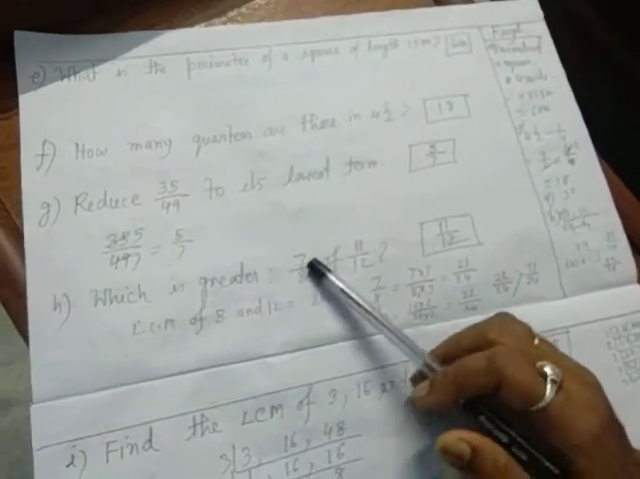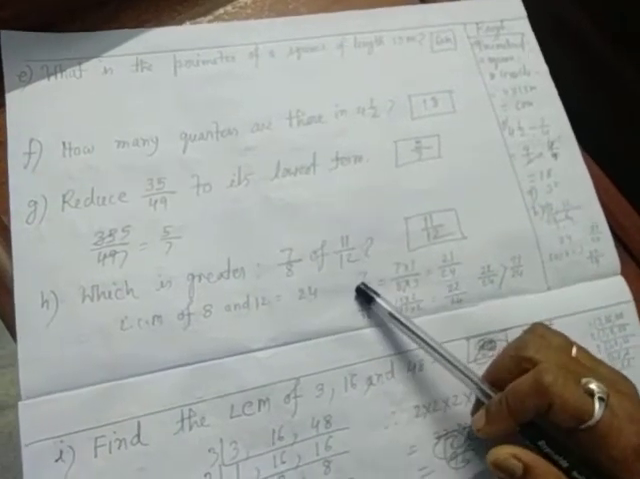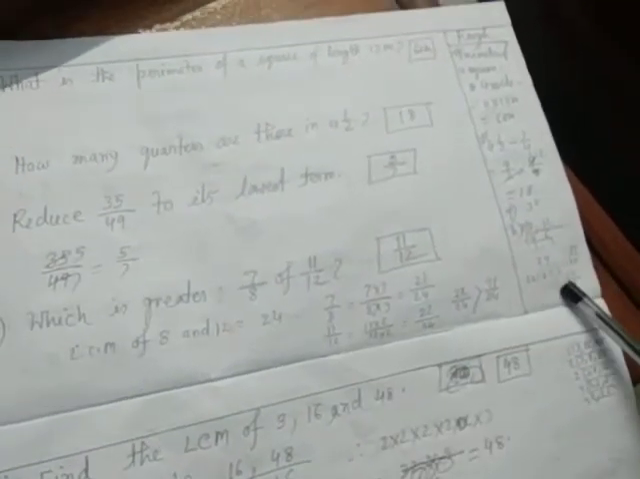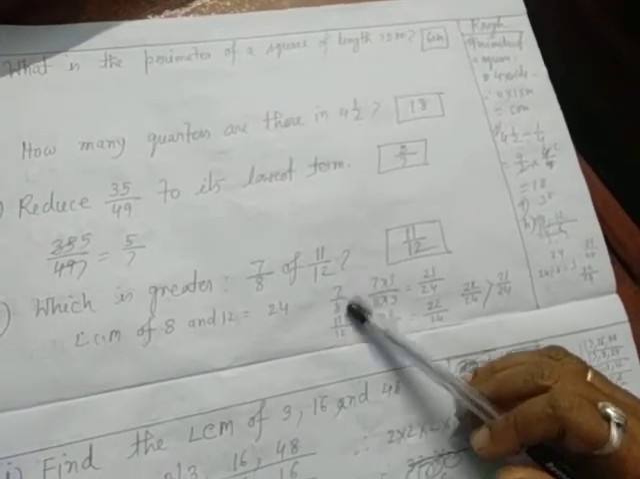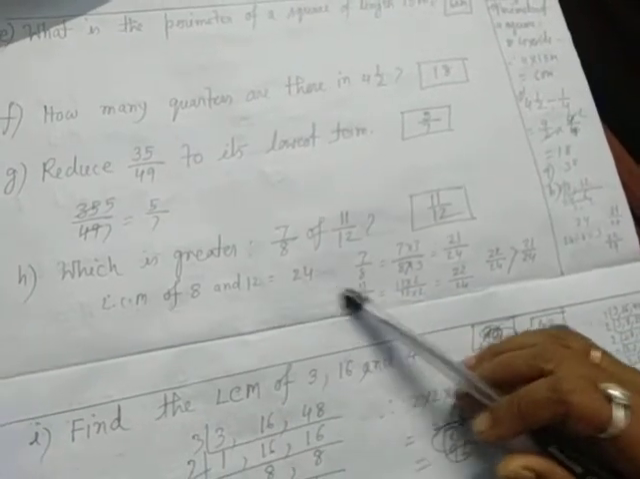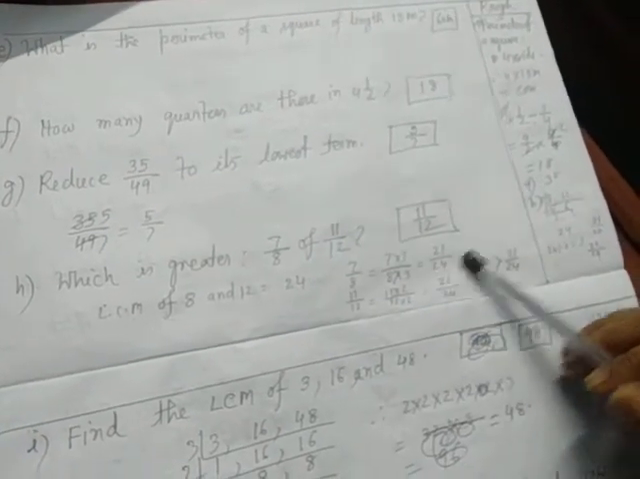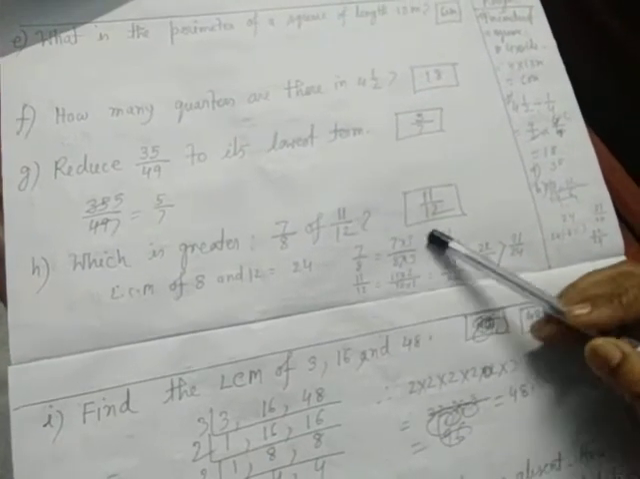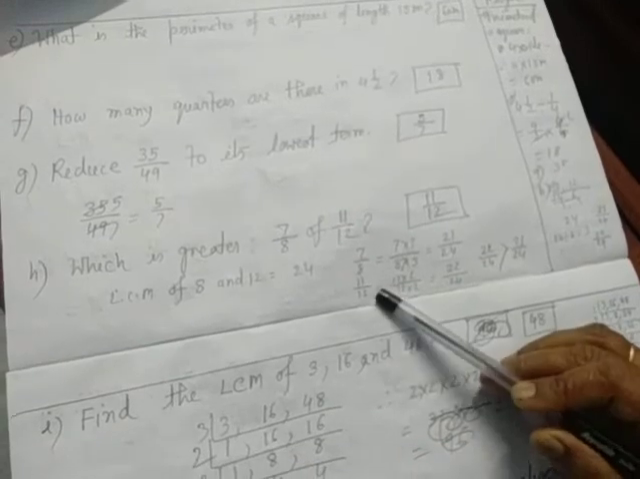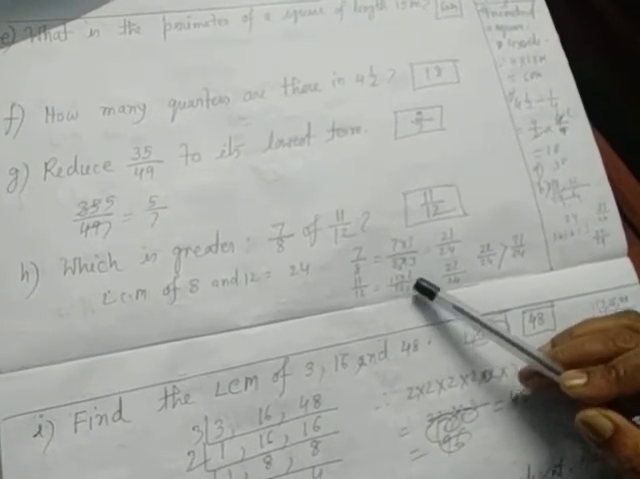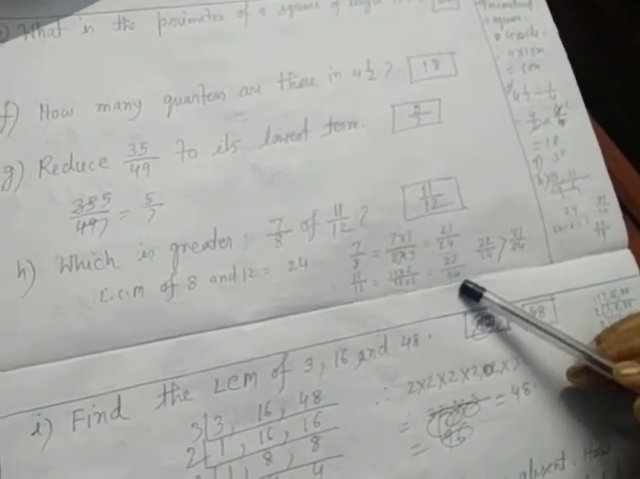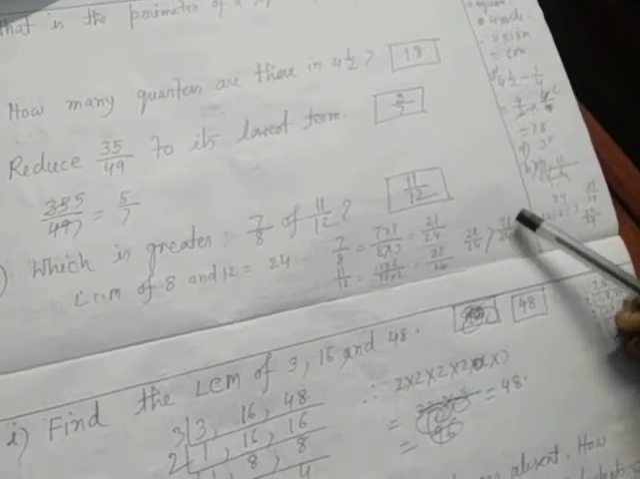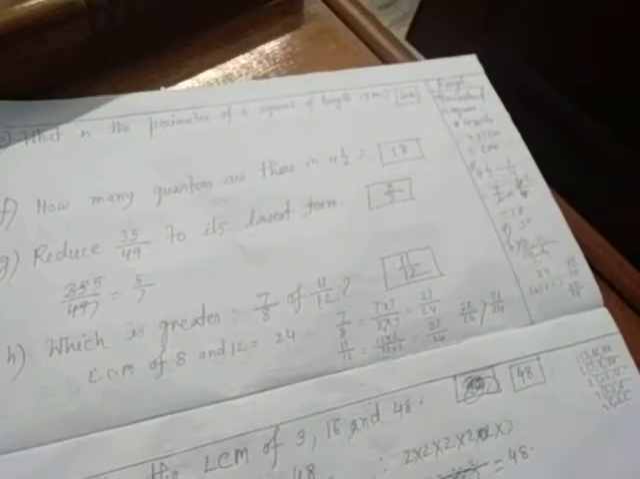H. Which is greater, 7 by 8 or 11 by 12? LCM of 8 and 12 equals 24. That is, the denominator has to be 24. 8 into 3, so 7 by 8 equals 7 into 3, 21 by 24. 11 by 12, 12 into 2, 11 into 2, that is 22 by 24. That is 22 by 24 is greater than 21 by 24. So 11 by 12 is greater.